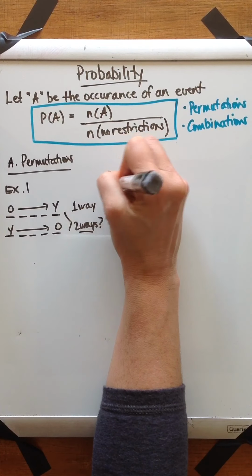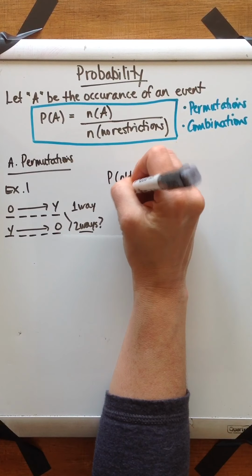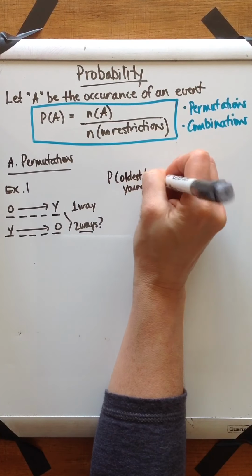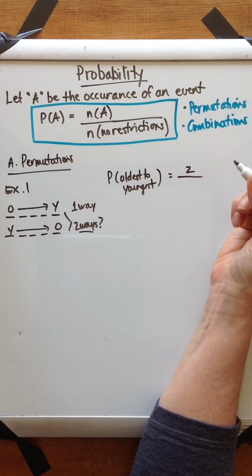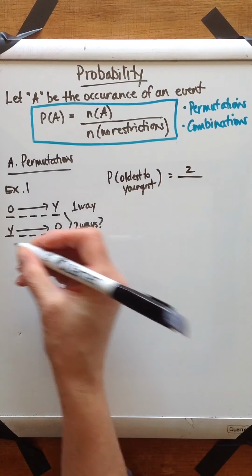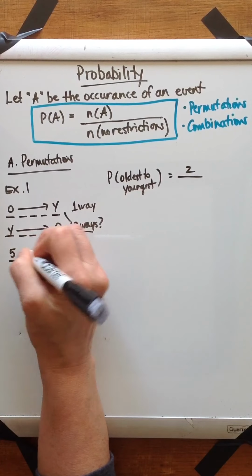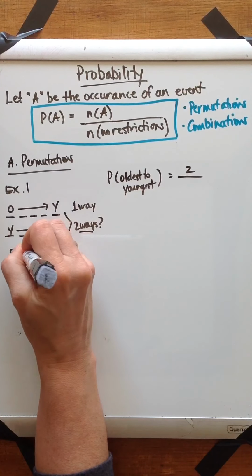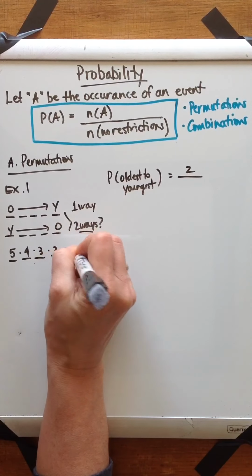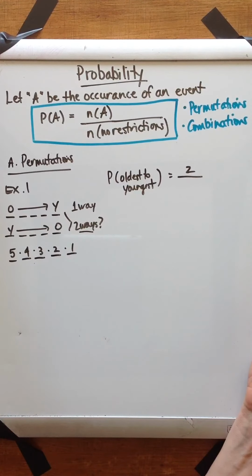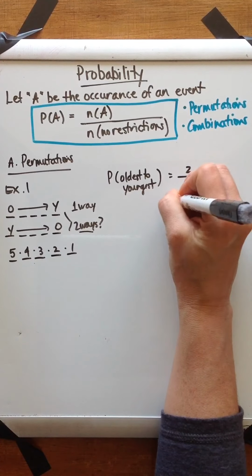So the probability of those students being seated from oldest to youngest would be equal to those 2 occurrences out of a total where there are no restrictions. Well, if there are no restrictions, we know that out of the 5 people, anyone can sit here first. Once that one person has sat, there's now 4 left for this position, and then 3, and then 2, and then 1. And we can show this using the slot method. We can also communicate this as being 5 factorial.